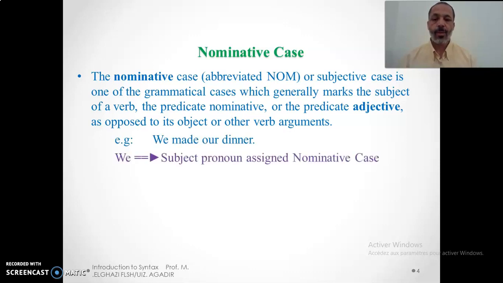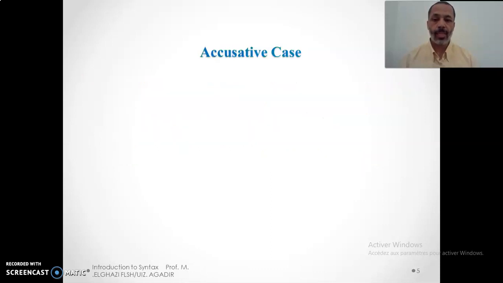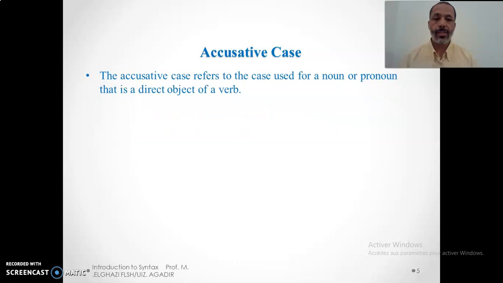Take this example. We made our dinner. We is a subject pronoun, so we say it is assigned a nominative case. And we will see that the pronouns are assigned nominative case when they are in the subject position, and they are assigned accusative case when they are in the object position, and their form changes. So we here as a subject pronoun will become us when it is an object pronoun. Now we move to the accusative case.